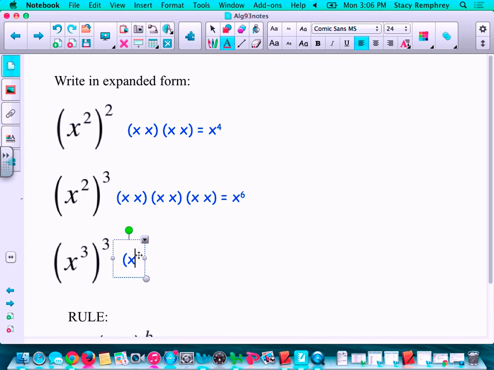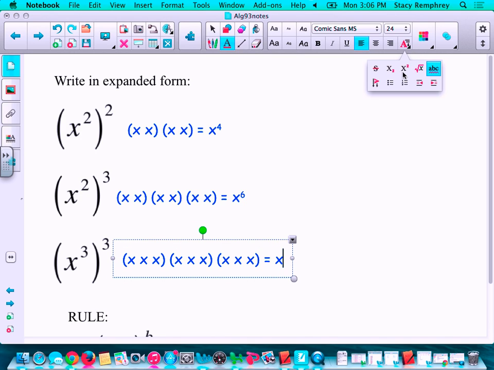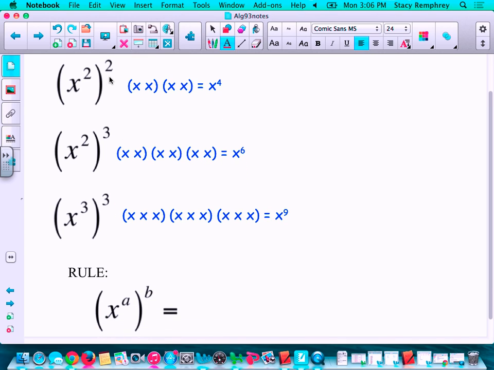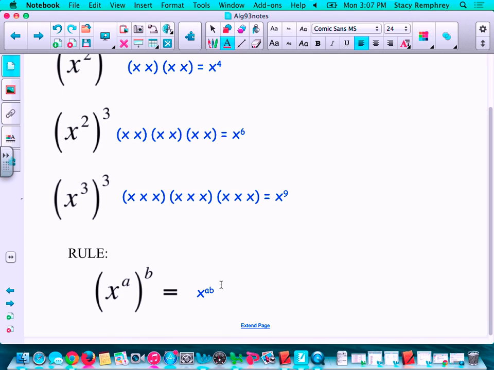If I come down here, I have x cubed, and I'm going to multiply that by itself 3 times. That's what cubing is. And that gives me x to the 9th. So again, look at what you have. I started with 2 and 2, I ended with 4. 2 and 3 gave me 6. 3 and 3 gave me 9. I have 3 groups of 3. I have 3 groups of 2. I have 2 groups of 2. So this is going to transfer into the power to a power rule, sometimes it's called, that when you're raising a power to another power, you're going to multiply the exponents.